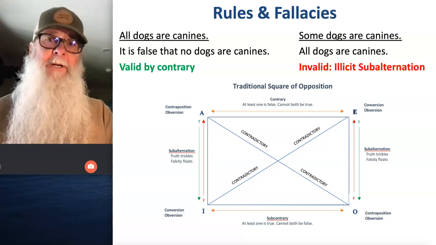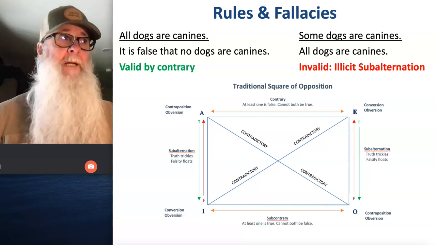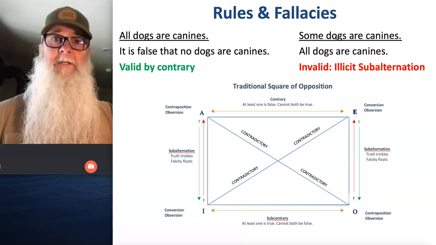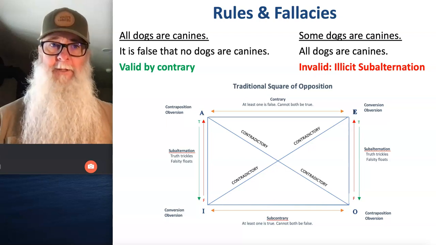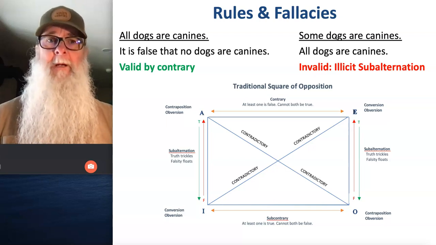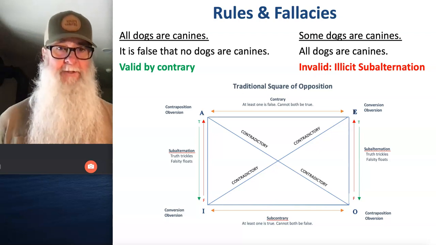So even though both the premise and conclusion statements in this argument are true, it's by sheer coincidence, right? This is the broken clock that's right twice a day. It's by sheer coincidence that the conclusion is true when the premise is true. But we know that it's not by logical necessity because that's not how subalternation works.